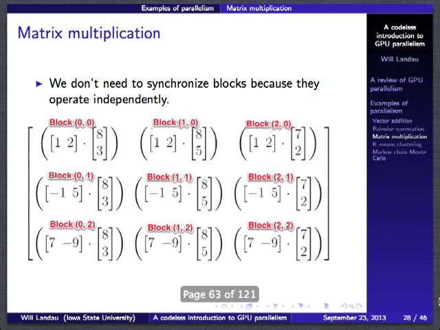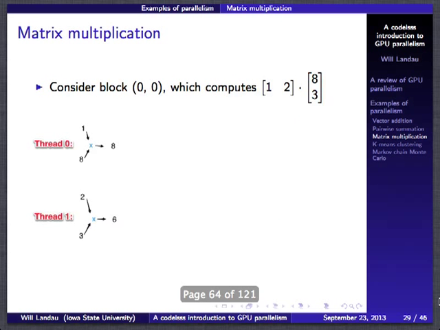So I'm going to focus on this block right here. Here's how the program would carry it out. I compute this dot product here. Thread 0 computes 1 times 8, and thread 1 computes 2 times 3. And they're doing that simultaneously.